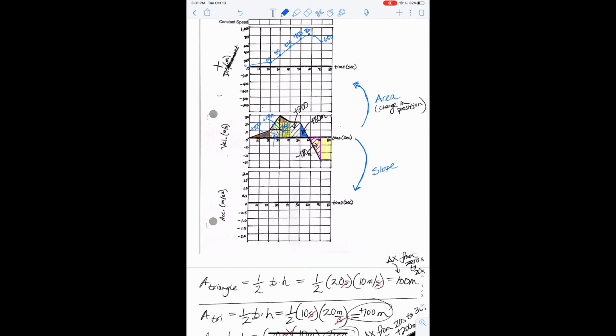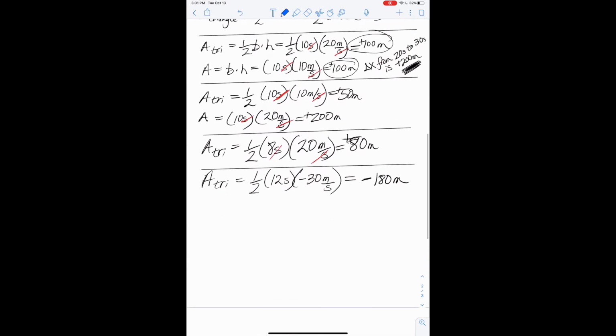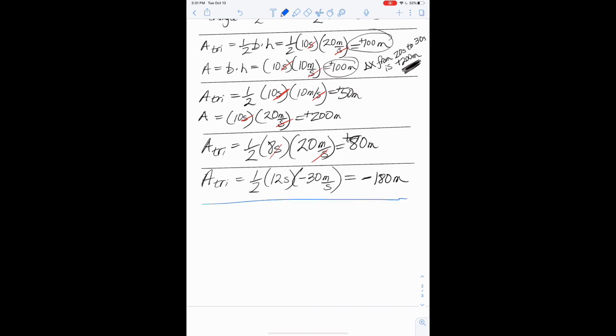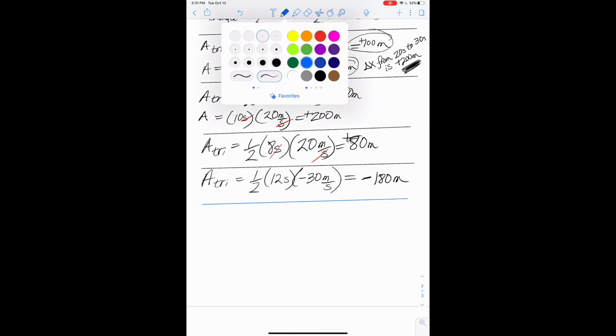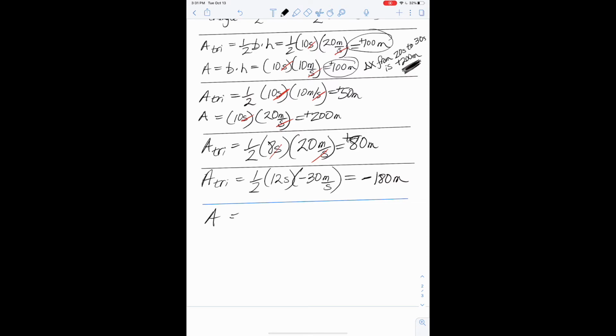Okay, once again, another negative area. This time, it's this easy rectangle here. Base is going to be 10 seconds. Height's going to be negative 30. So I'll go ahead and do the math, even though it's kind of obvious. Okay, area is equal to 10 seconds times negative 30. Cancel my seconds. Forgot to do that above. Cancel my seconds. And we're going to get negative 300.